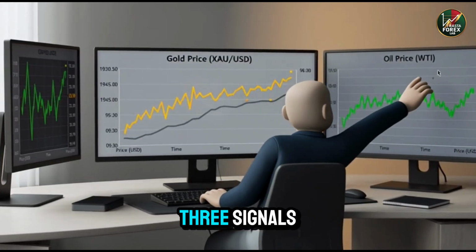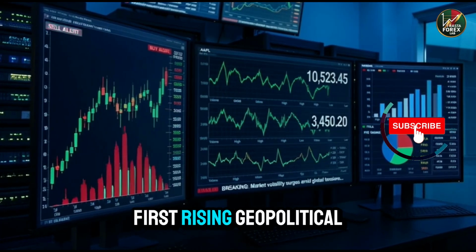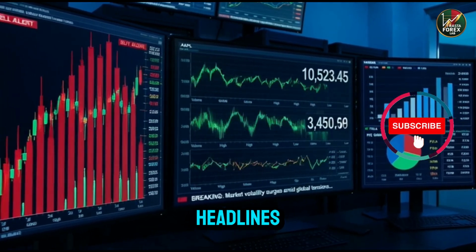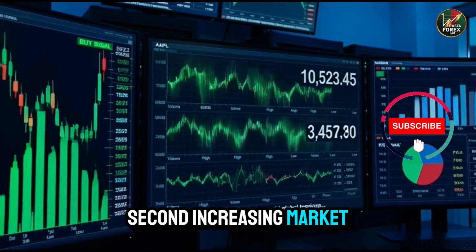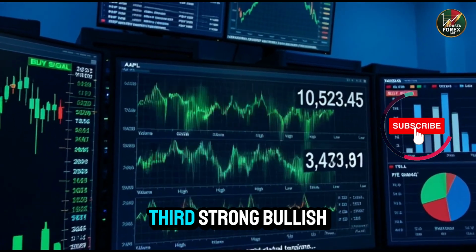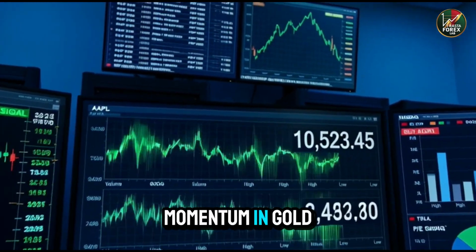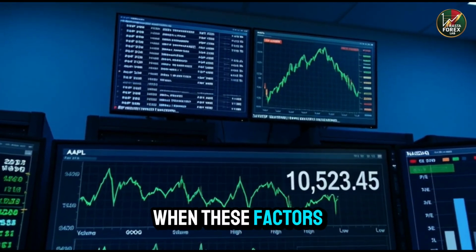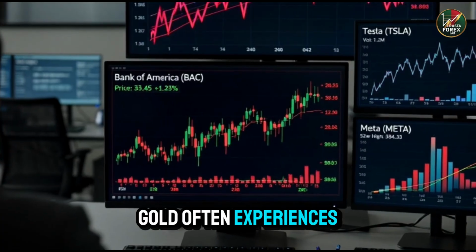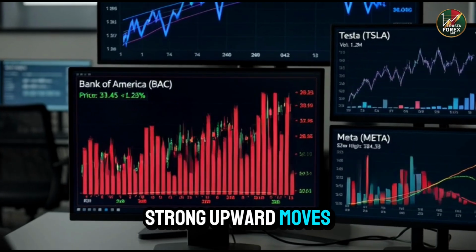Traders watch for 3 signals. First, rising geopolitical headlines. Second, increasing market volatility. Third, strong bullish momentum in gold charts. When these factors align, gold often experiences strong upward moves.